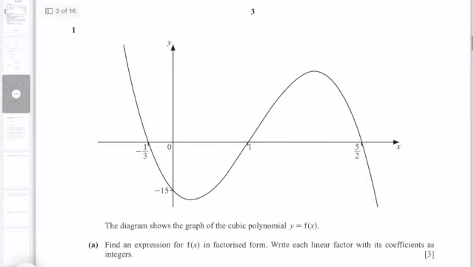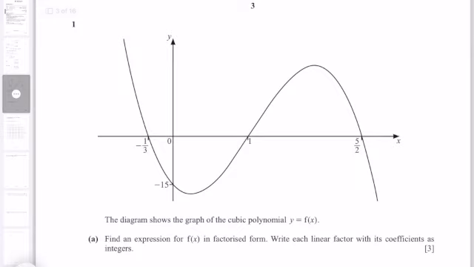The first question is number one. There's a graph given. The graph meets the x-axis at minus 1 by 3, 1 and 5 by 2. It meets the y-axis at minus 15. Now, we need to find the expression for f(x), obviously in factorized form. The marks given are 3.